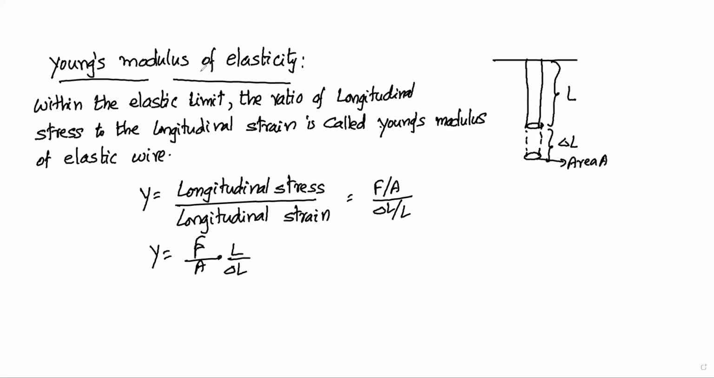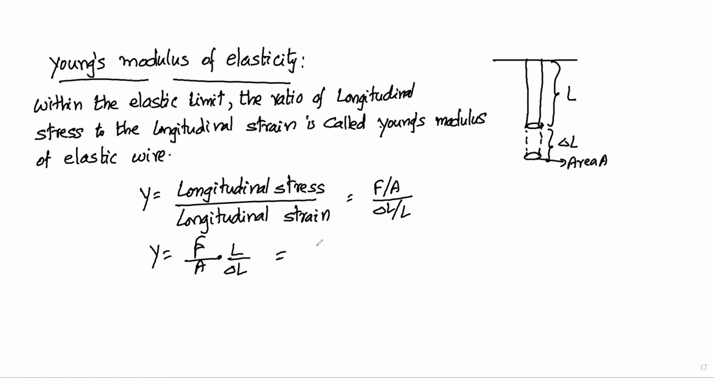Now we can learn about Young's modulus of elasticity. Take a wire of length L. Apply the force, it expands by delta L. The cross-section area of the wire is A. Now, within the elastic limit, the ratio of longitudinal stress to longitudinal strain we call Young's modulus. Lengthwise it is expanding, so Y is equal to longitudinal stress by longitudinal strain. Longitudinal stress is equal to force by area. Longitudinal strain is equal to delta L by L. So Y is equal to F by A into L by delta L.